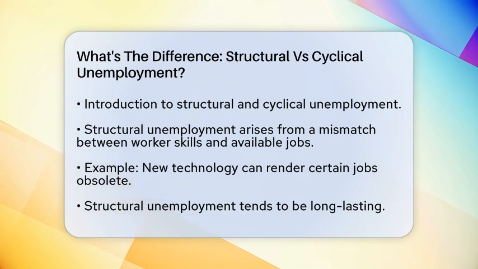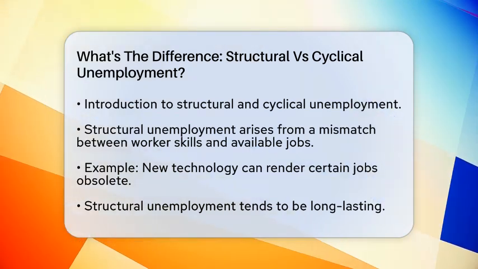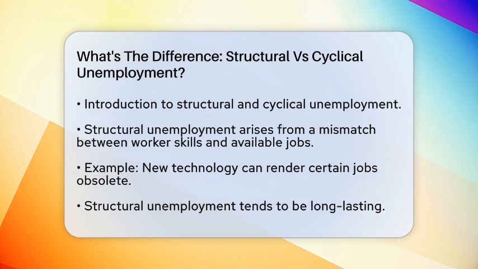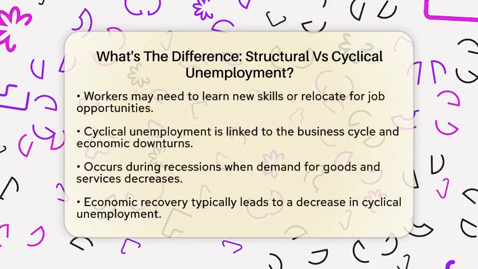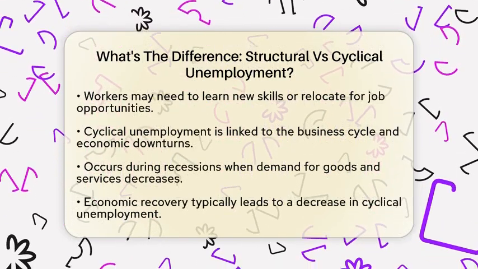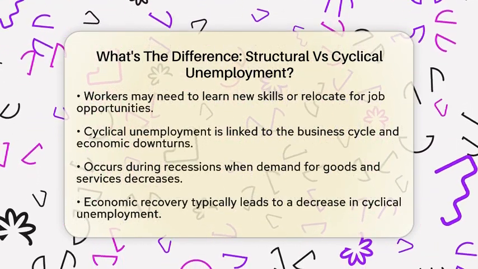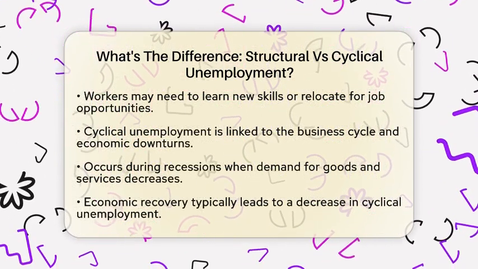Structural unemployment occurs when there is a mismatch between the skills of workers and the jobs available. This can happen even when the economy is performing at its potential output. For example, if new technology replaces certain jobs, workers may find themselves without the necessary skills for available positions. This type of unemployment is often long-lasting because it requires workers to either learn new skills or move to different locations where jobs are available.